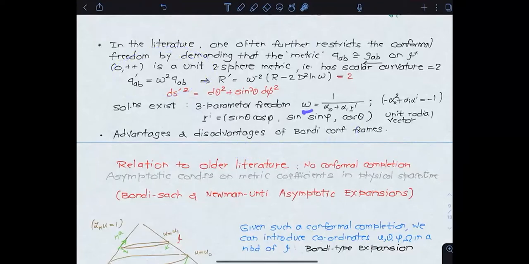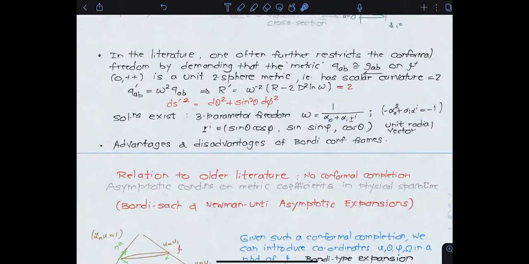But this omega is very restricted, and these are just real numbers, alpha naught and alpha I, and this r-hat i up here is just the usual unit radial vector. Its components are sine theta cos phi, sine theta sine phi, and cos theta. And these numbers are such that minus alpha naught squared plus alpha I squared is equal to -1. So these are like components of a unit time-like vector.